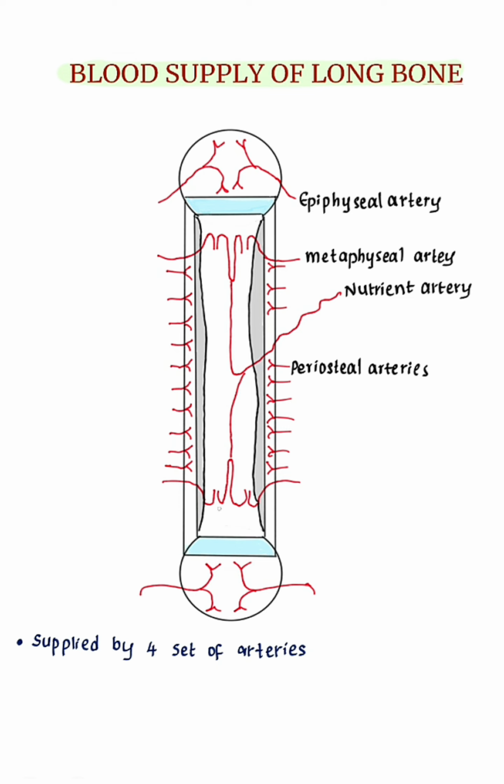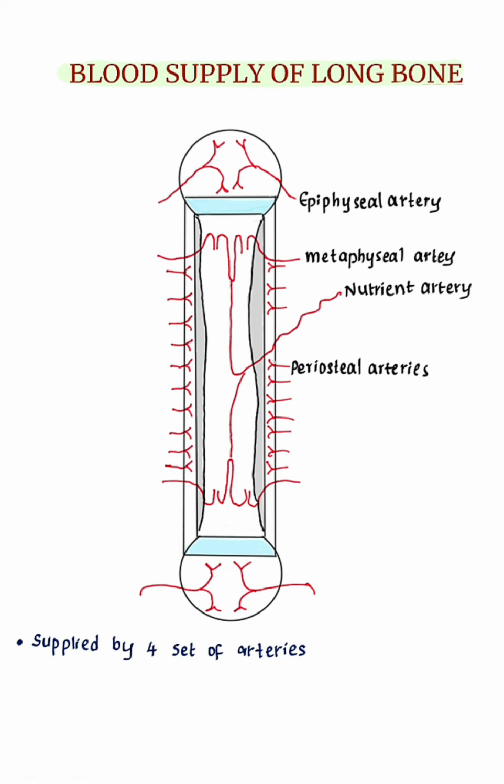Each branch then subdivides into numerous small parallel vessels. These vessels anastomose with metaphyseal, epiphyseal and periosteal arteries and terminate in the metaphysis, forming hairpin loops. Metaphysis is the most vascular zone of the bone.